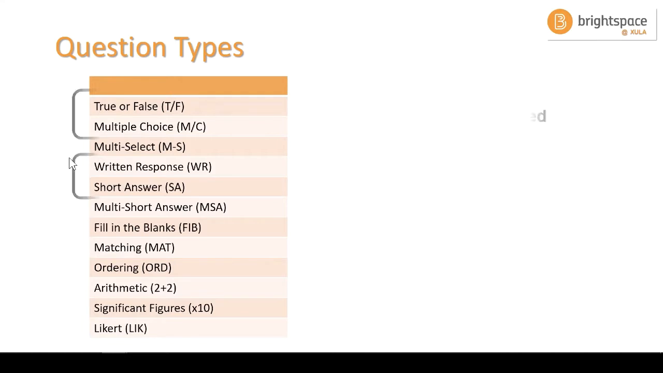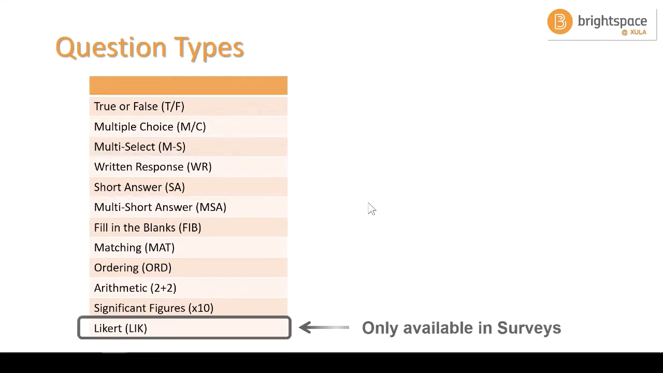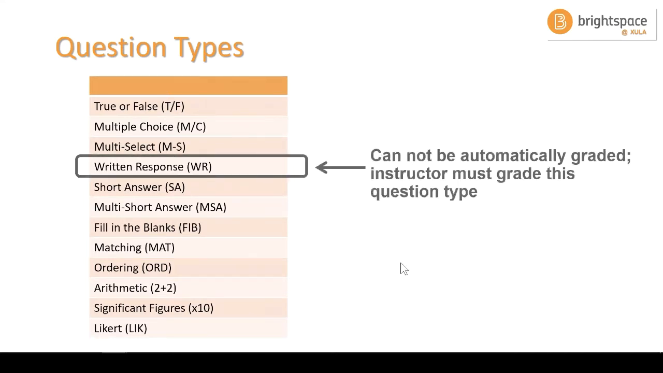Okay, great. All right, and so getting back to question types, the most commonly used ones are these: true/false, multiple choice, written response, and short answer. Likert is a question type that's available as well. However, it's only available in surveys. Of the question types, the written response one cannot be automatically graded by Brightspace, but all of the other ones can be automatically graded by Brightspace.